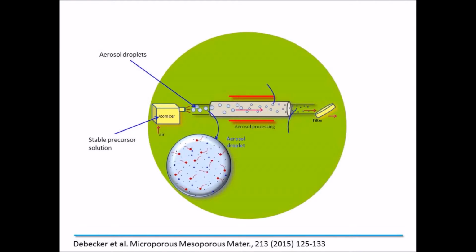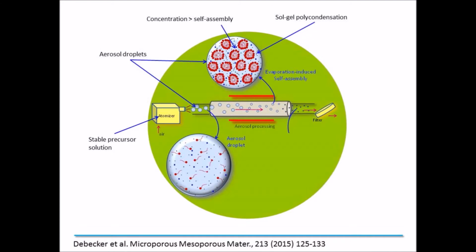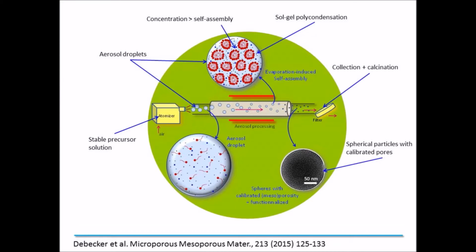By compressed air, the solution will be sprayed in the form of an aerosol, namely small droplets, and each of these droplets will have exactly the same composition as the starting solution. It will also contain surfactant molecules that are depicted here in red on the scheme. By passing through a heated zone of the furnace, the solvent will be evaporated. Each droplet will be more and more concentrated, and at a certain point the surfactant molecules will form micelles, and around these micelles the sol-gel chemistry will happen.